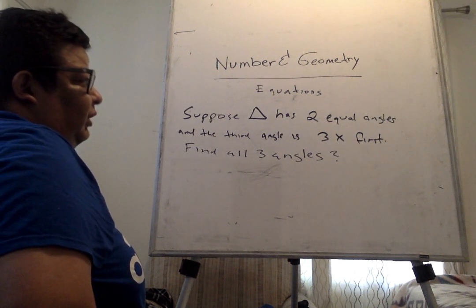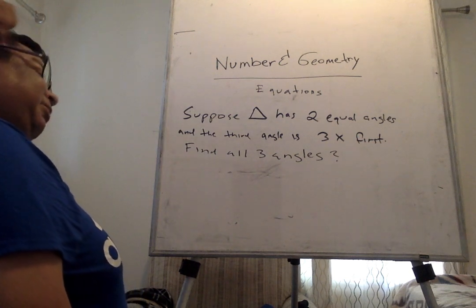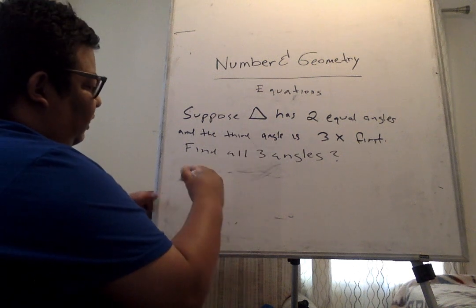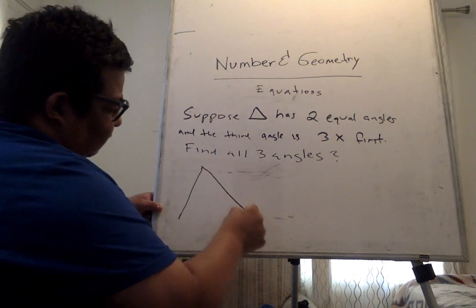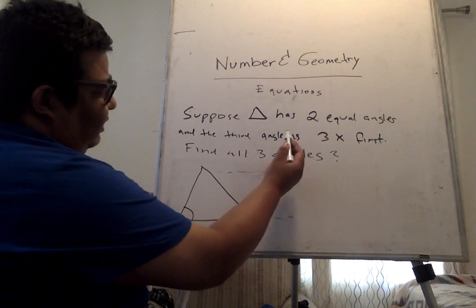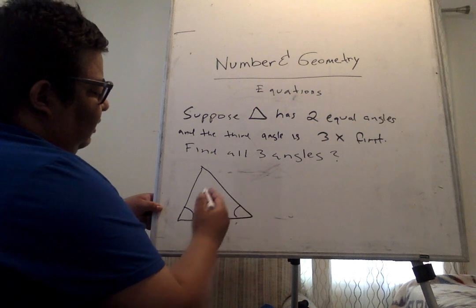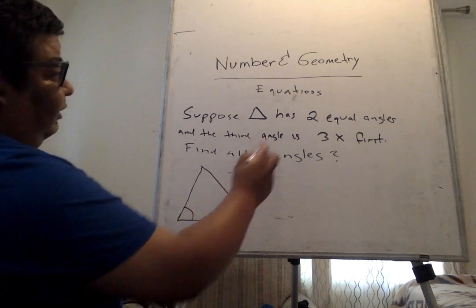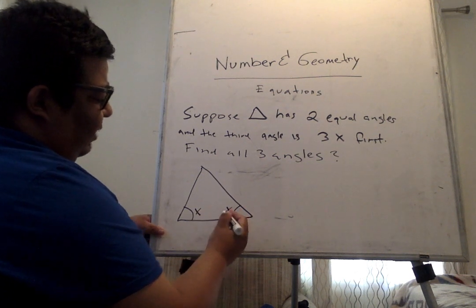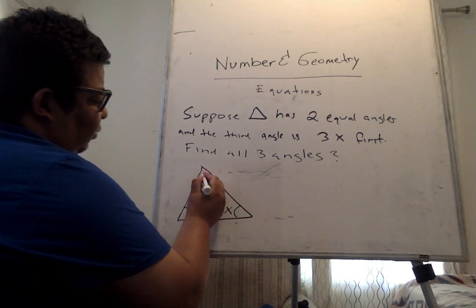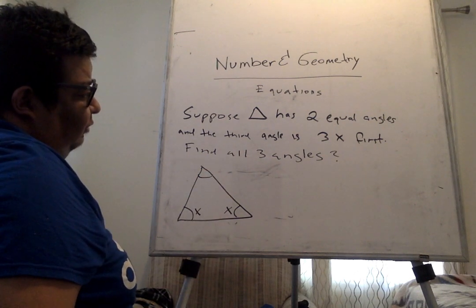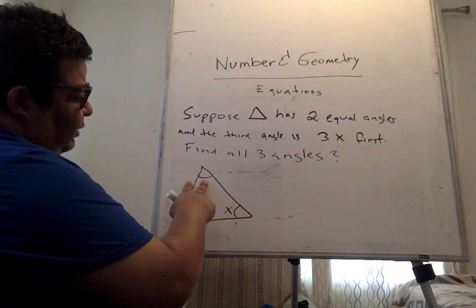Alright, so we still need to find an equation. But before we start, let me give you a little hint. A triangle with two equal angles looks like this. So this would be x. Let's say the first and the second angles are equal, so let's call them both x. We want to find the third one, which is here. So we need to find x first so we can find the third one.